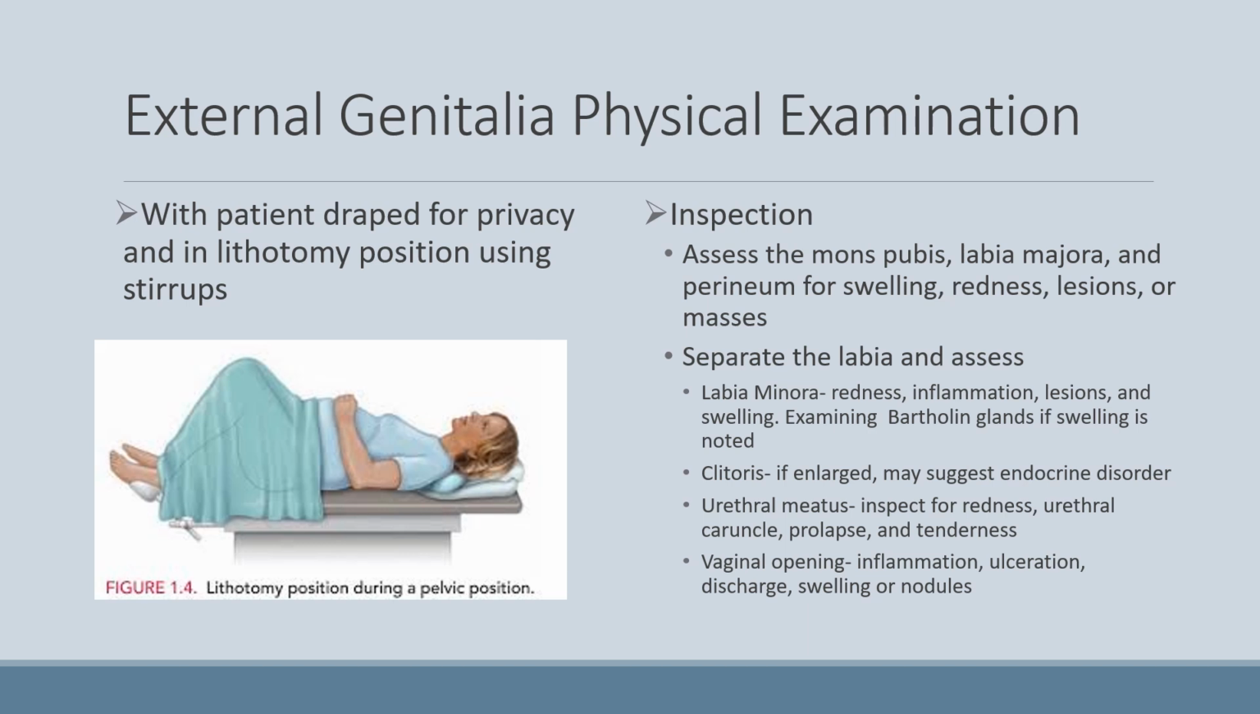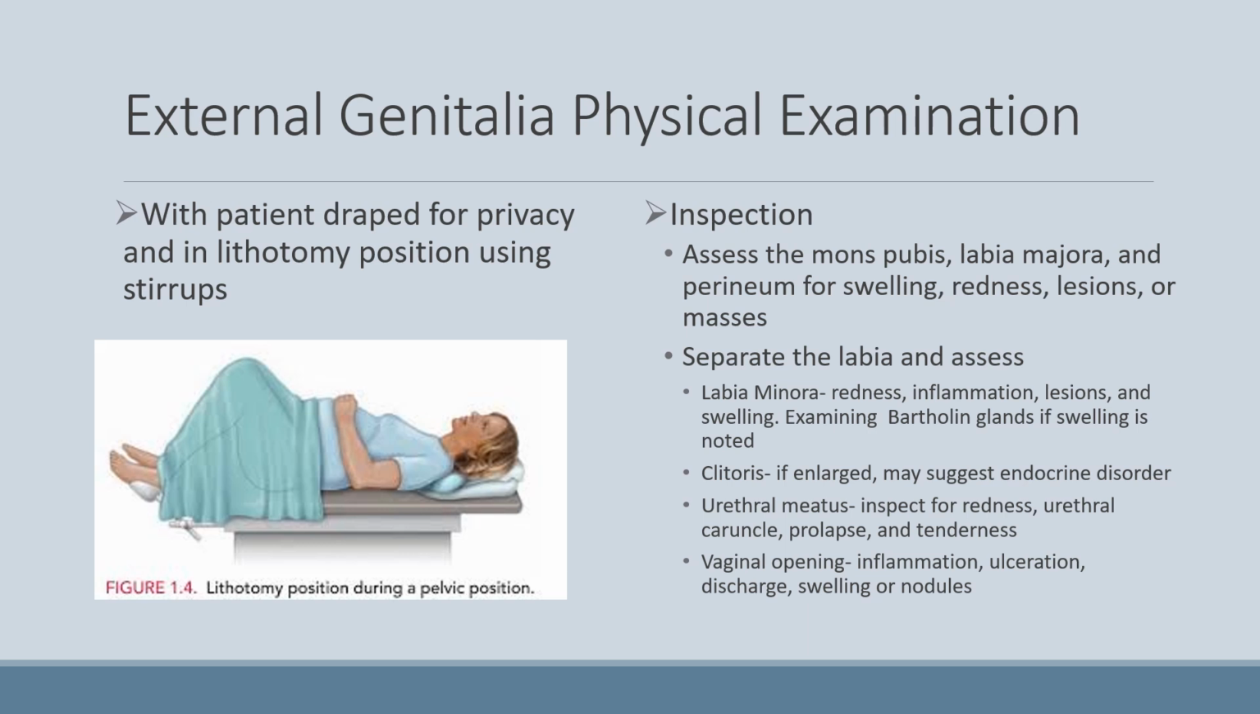External assessment of the genitalia takes place with the patient draped for privacy in the lithotomy position using the stirrups. You should inspect the mons pubis, labia majora, and perineum for swelling, redness, lesions, or masses. You should then separate the labia and assess the labia minora for redness, inflammation, lesions, and swelling. You should examine the Bartholin glands and note if swelling is present. You should also note if the clitoris is enlarged, which may suggest an endocrine disorder.